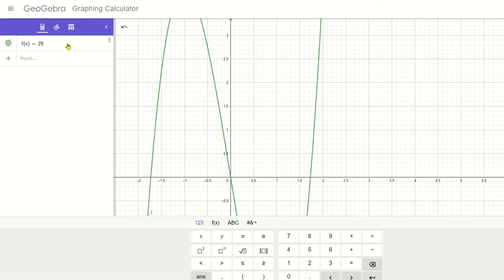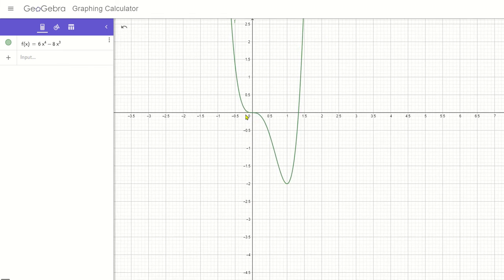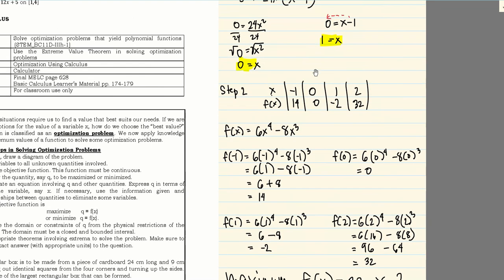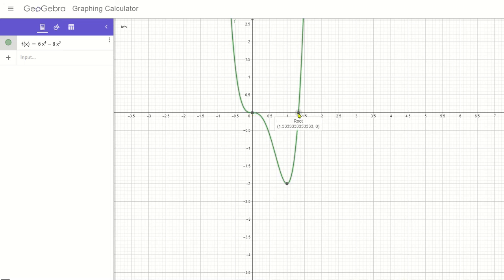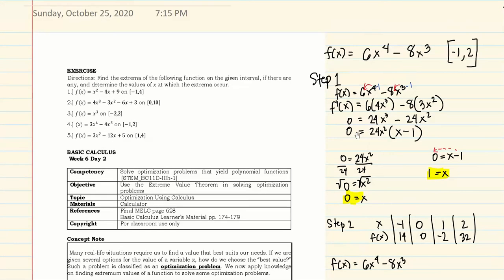Let's try to graph it. So 6x to the power of 4 minus 8x to the power of 3. Okay, so this is the graph of the function. As you can see, it goes down when x equals 1 and y equals negative 2. This is the critical value of the function. And also this one, 0, and also this x-intercept. Okay, so that's how we get the extreme values of the function.